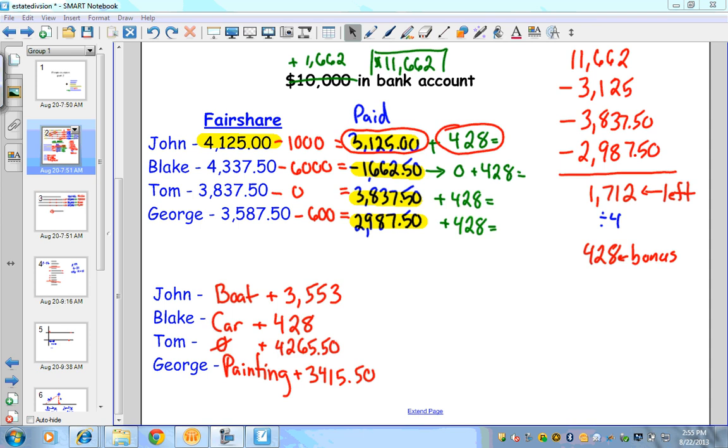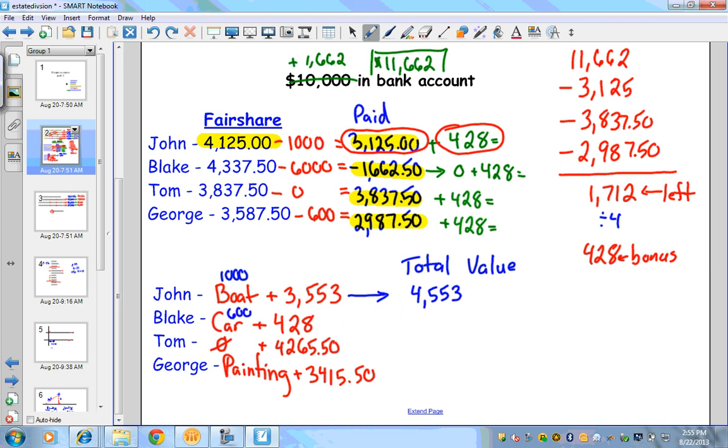$3,415.50. Now, if I was to ask you a simple question of, okay, what was the total value of each of their inheritance? So the total value would be the cost of the boat, which was $1,000, and John ended up with $4,553. Blake ended up with a car for $6,000, which is $6,428. And Tom and George ended up with $4,265 and $4,015. If you have any questions, let me know for part 3.